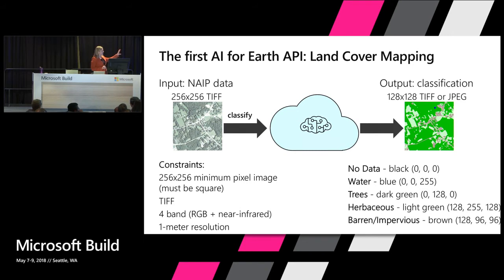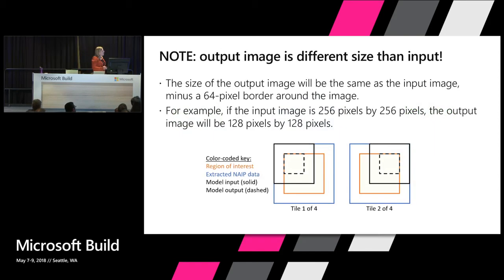And then in the case of the classify method, what you get back is an image that gives you each of those as a different color. You can see the blue is where the water is, and the light green is herbaceous, which means non-tree plant life. The trees are the dark green, and then barren is that brown color where you can see the roads. That can be roads or buildings or things like that. So all of that is spelled out right there for you.